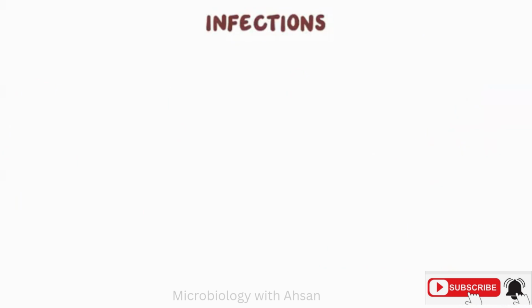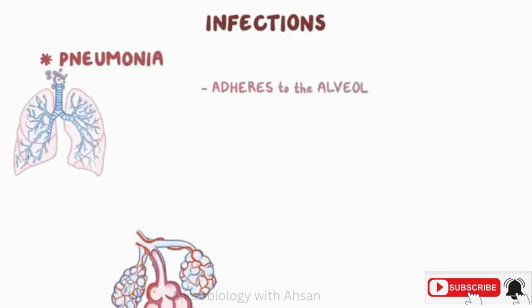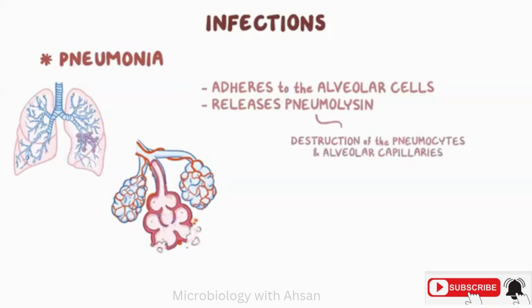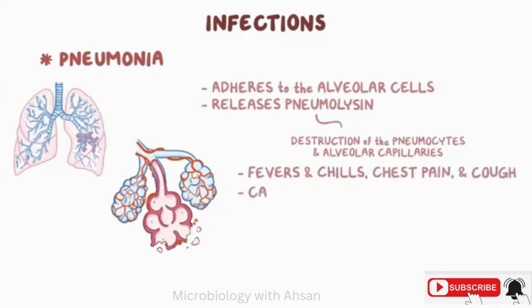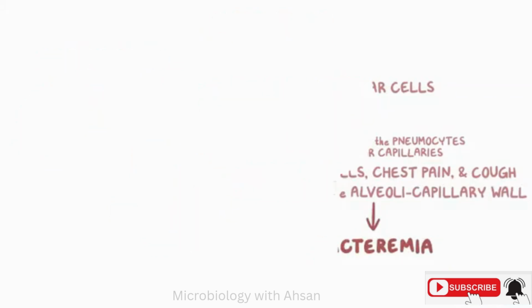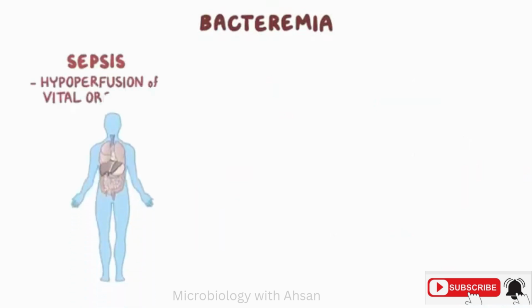However, the most common disease caused by strep pneumoniae is pneumonia. Strep pneumoniae sticks to the alveolar cells, the pneumocytes, and releases pneumolysin, which leads to the destruction of the pneumocytes in alveolar capillaries. Pneumonia causes fevers and chills, chest pain, and a cough. In severe cases, strep pneumoniae can cross the alveoli capillary wall and enter the blood, resulting in bacteremia. Eventually, bacteremia can cause serious problems, like sepsis, which can lead to hypoperfusion of vital organs.